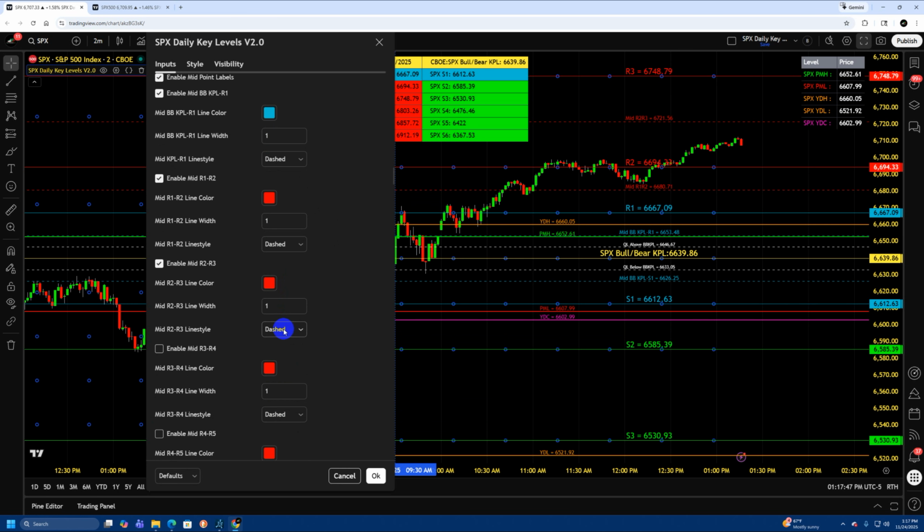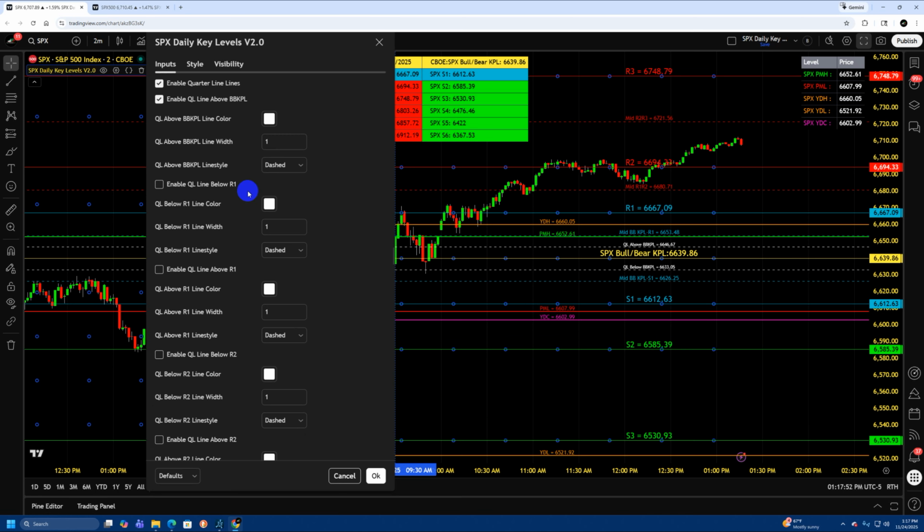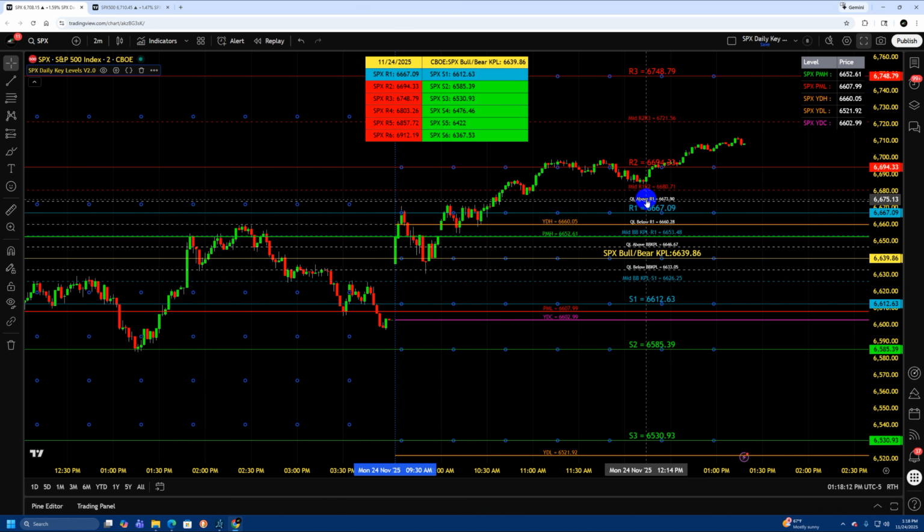Also, you have QL levels above and below each level that can be enabled down here in the QL section. So for example, if we wanted to turn on the QL below R1 and the QL above R1, then we could simply enable those, as you see here.